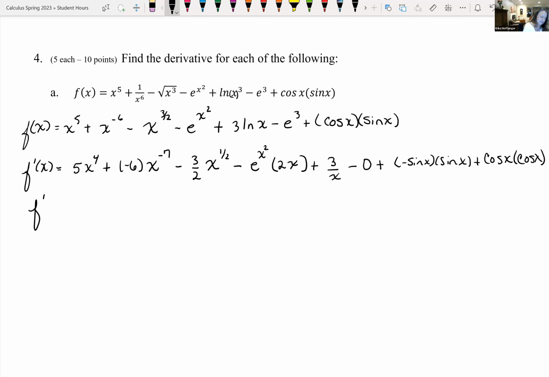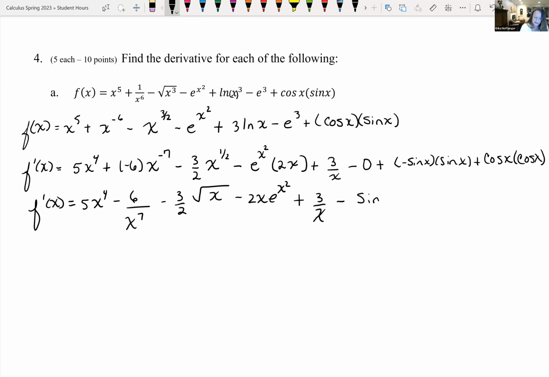We can clean this up a little bit. And so we have the derivative of f of x is 5x to the fourth minus 6 divided by x to the seventh minus 3/2 x to the 1/2 power, which is the same thing as square root of x, minus 2x e to the x squared, plus 3 over x, minus sine x times sine x is sine squared x, plus cosine x times cosine x is cosine squared x.